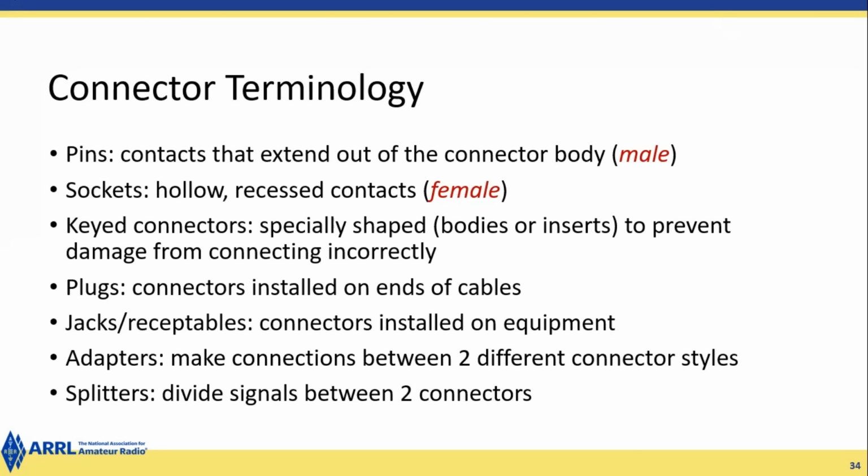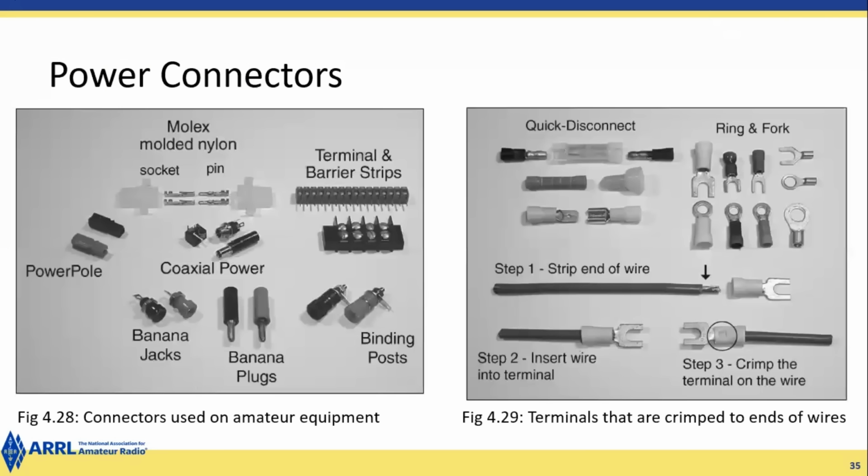Plugs are connectors installed on the ends of cables. Jacks or receptacles are connectors installed on equipment. Adapters make connections between two different types of connector styles, and splitters divide signals between two connectors. Here's a picture of some common connectors used in amateur radio on the power connector side: Molex connectors, the Anderson Powerpole, banana jacks, binding posts, terminal strips.